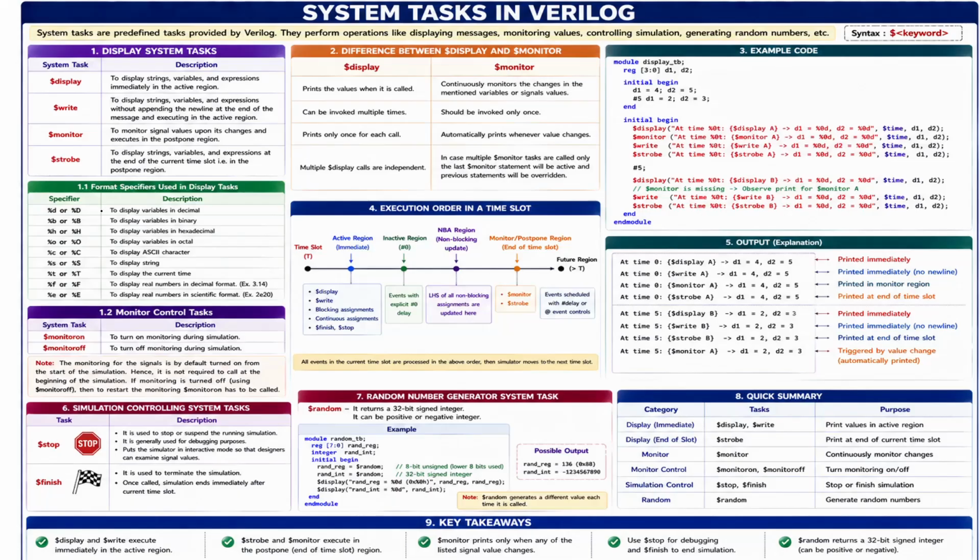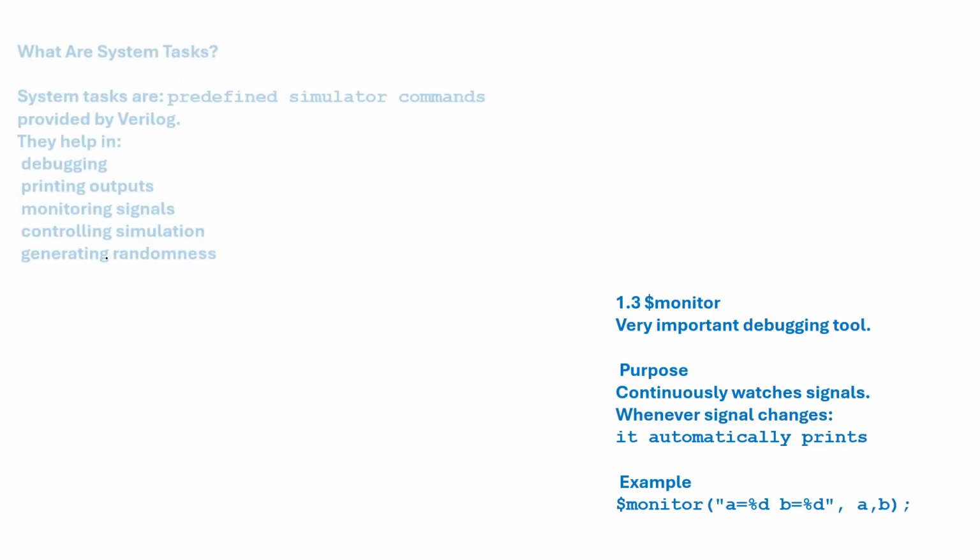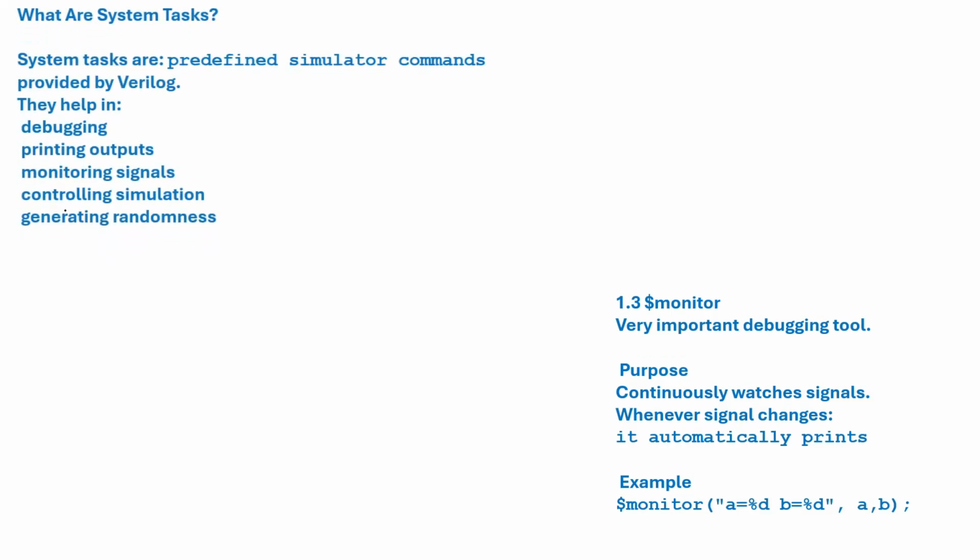And then different formats are also there. I will explain each and everything here. See, what are the system tasks? System tasks are usually predefined simulator commands. Why predefined simulator commands? Because we are printing messages.